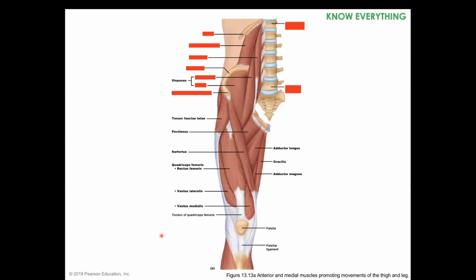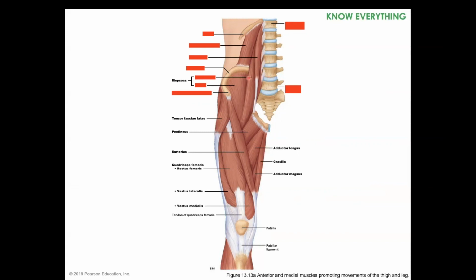So the superficial quad muscles we see here are the vastus lateralis here, the rectus femoris here, and you can kind of see the vastus medialis here. You can also see the sartorius, the longer muscle here, the tensor fasciae latae here, your TFL muscle. And then in the adductor group, we have our adductor longus and our adductor magnus. There's also the gracilis here on the inside of the leg.